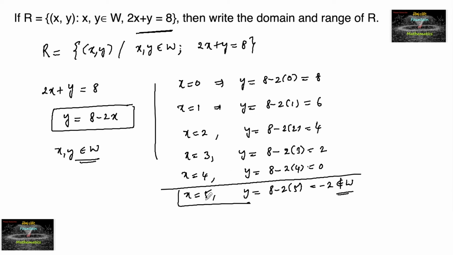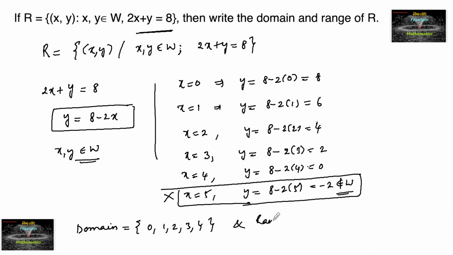So only up to x is equal to 4 we can consider, and so the relation domain is nothing but the first coordinate, that is x. So we can consider the values of x can be taken 0, 1, 2, 3 and 4, and the range, so you can take the second coordinate, y coordinate, that is 0, 2, 4, 6 and 8. So the domain and range are these values. Okay, thank you.